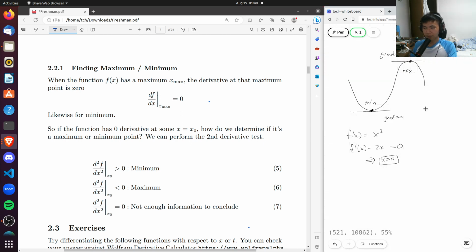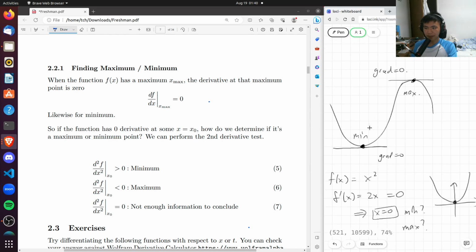From the graph, we know that y equals x squared has a minimum point, but if I take the derivative, we see that both minimum points and maximum points give me a gradient of 0. So how do I know whether this is a minimum or maximum? And the answer is to actually take a derivative again.